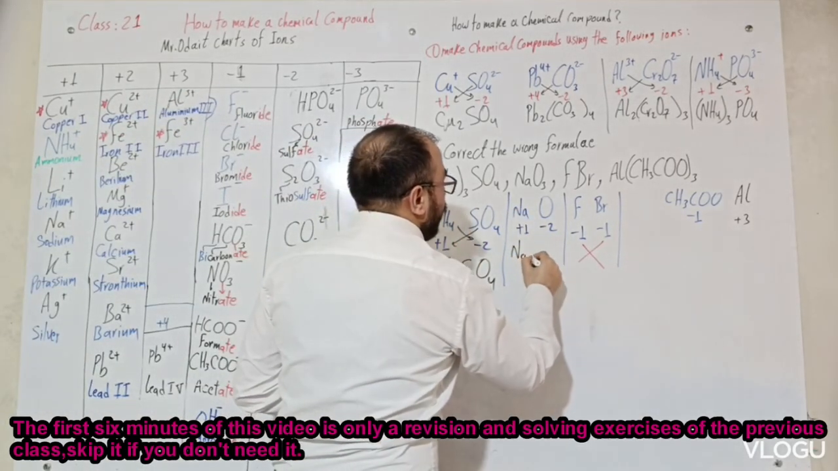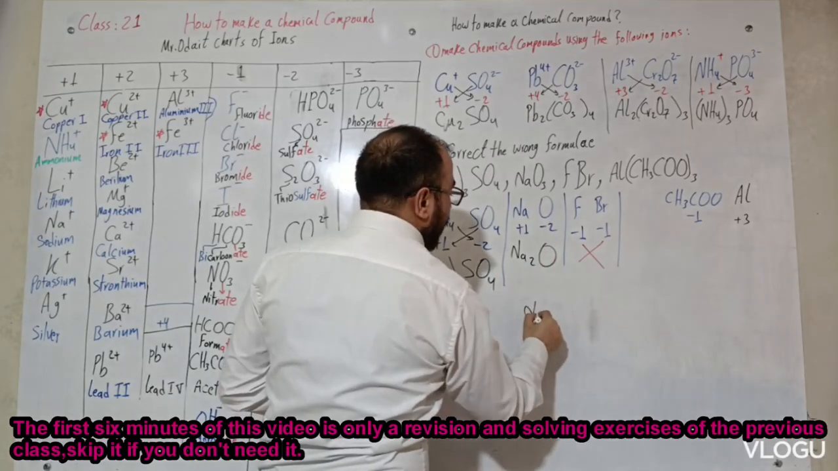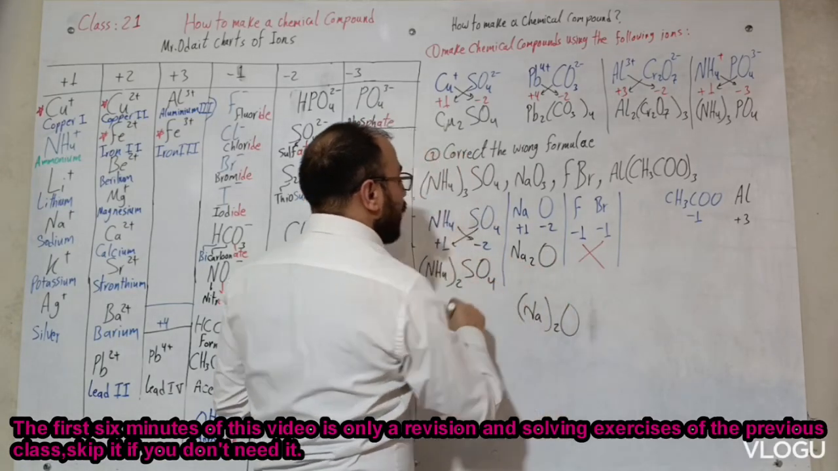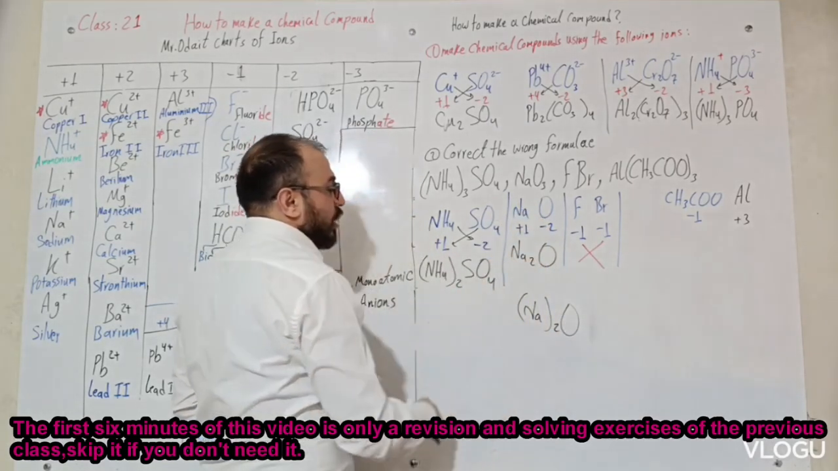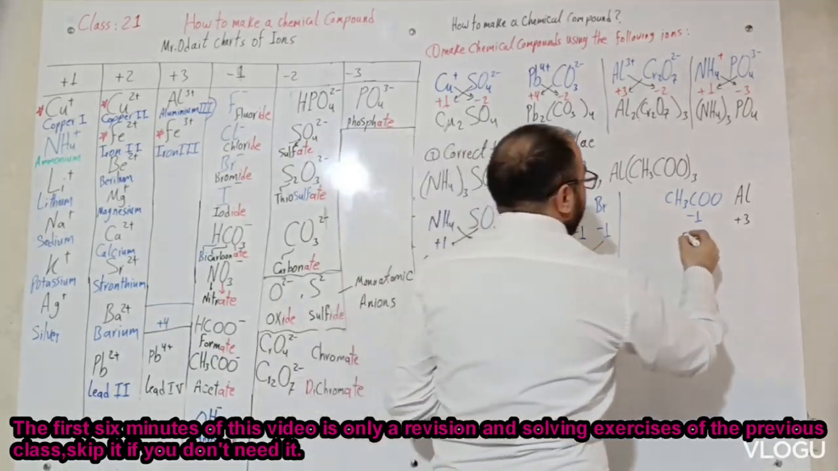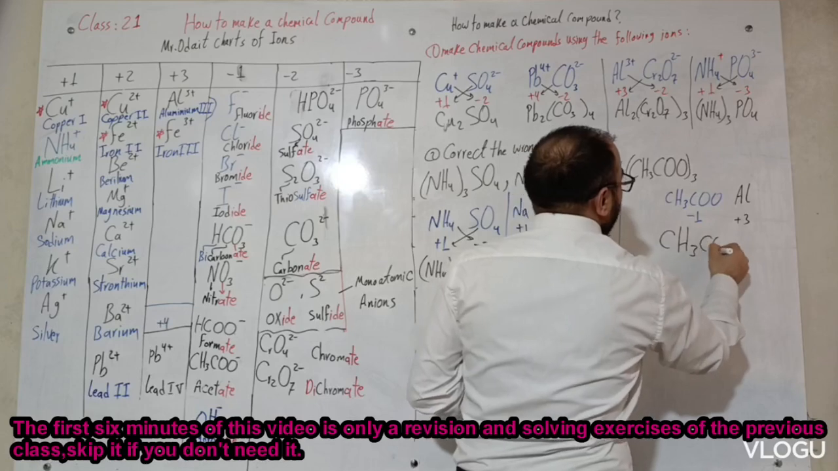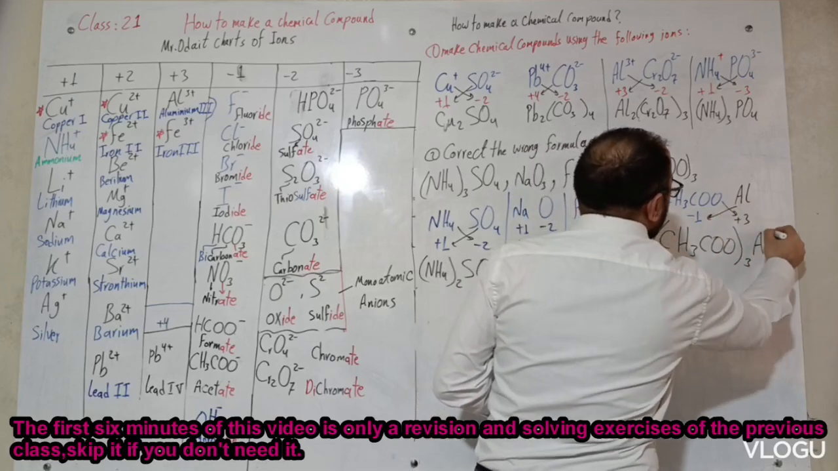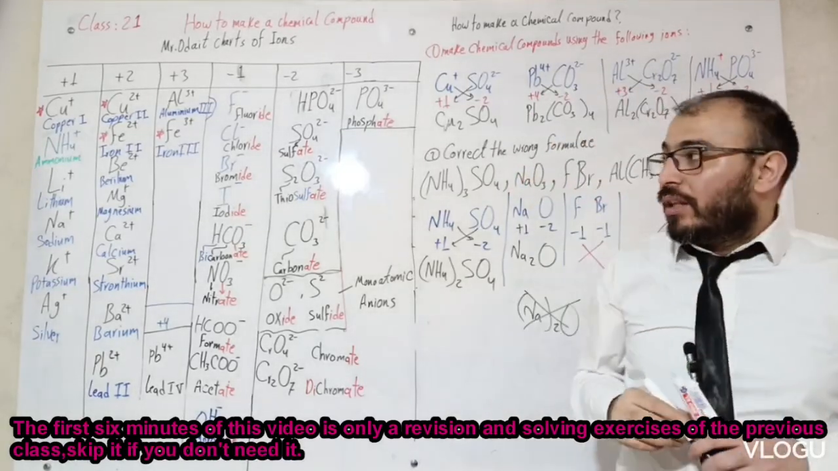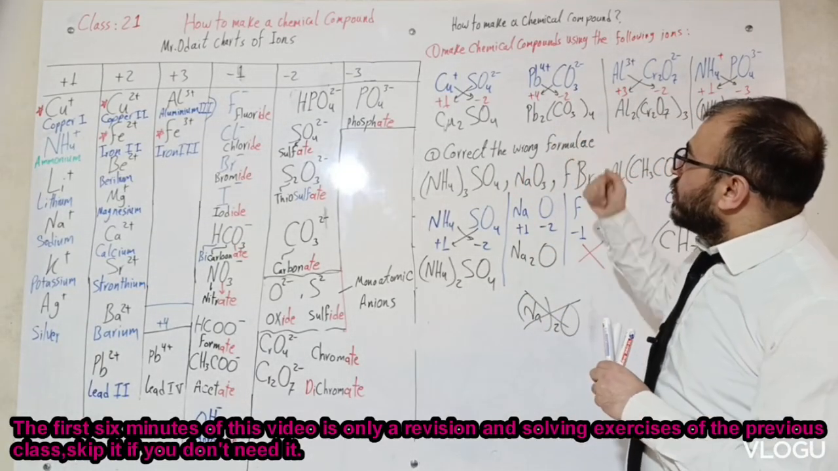Here we have Na2. Oh, teacher, why don't you write Na parentheses 2O? Because I use parentheses only with the polyatomic ions, not with the monoatomic ions. And here, my friends, I have CH3COO in parentheses. I should multiply them with 3, and aluminum is multiplied with 1. That's it, my friends. This is our homework.